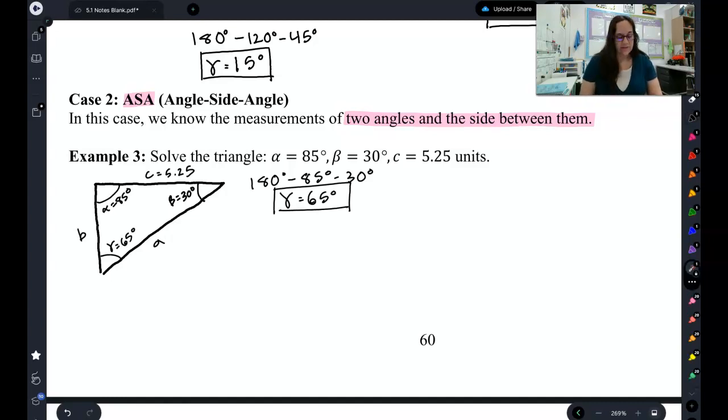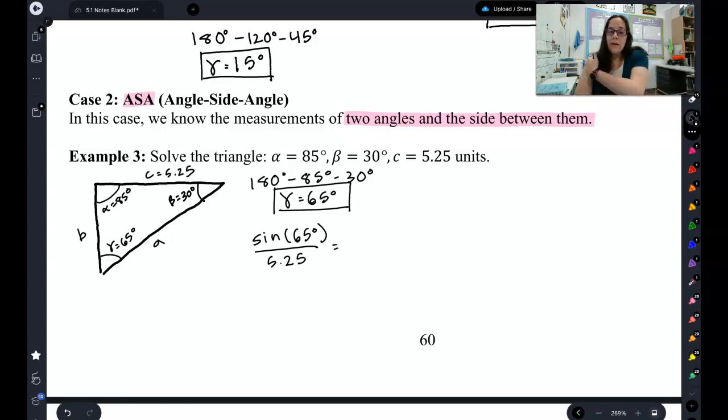And now I have a complete set. I know C, I know gamma, that's my complete set. I can use law of sines. So we get sine of the angle I know divided by the side I know. There's my complete set. And at this point we could find A or B because I know alpha and I know beta. So it really doesn't matter which one you solve for next. Let's do alpha. So sine of 85 degrees, alpha over A. Now we just need to cross multiply and solve for A.